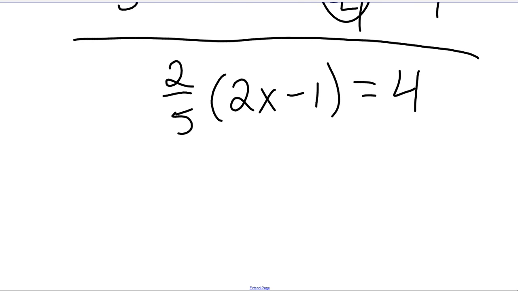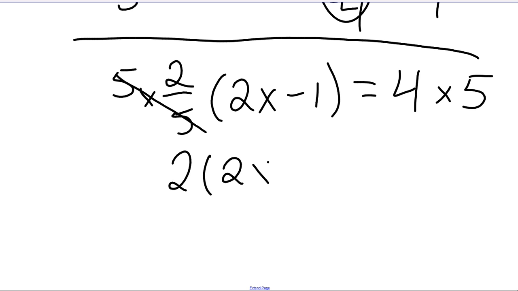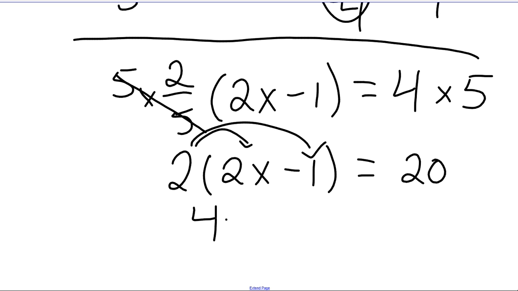Okay, now that I just have a fraction and a parentheses and nothing else, I could go ahead and multiply by that bottom number, 5, to cancel those numbers out, and right away multiply by that number on the other side also. So now I have 2 times (2x - 1) equals 20. Now I'm going to distribute 2 times 2x and 2 times -1. So I have 4x - 2 equals 20.